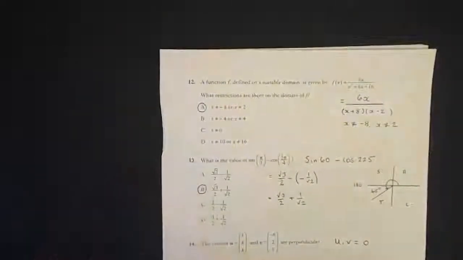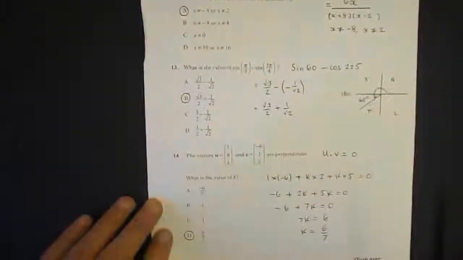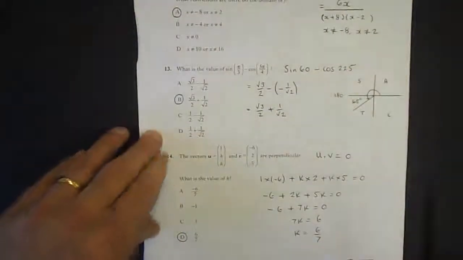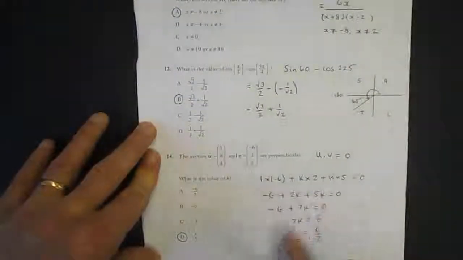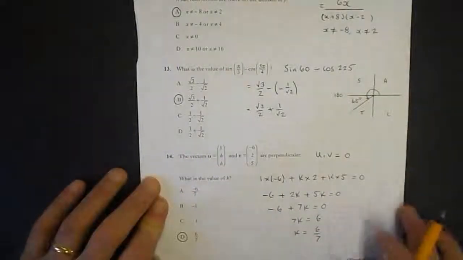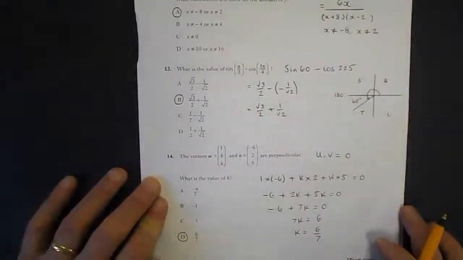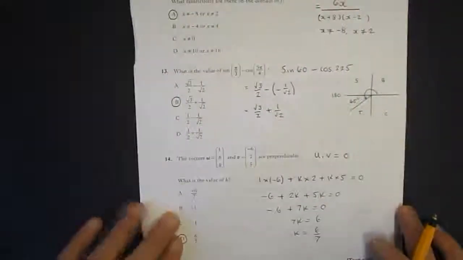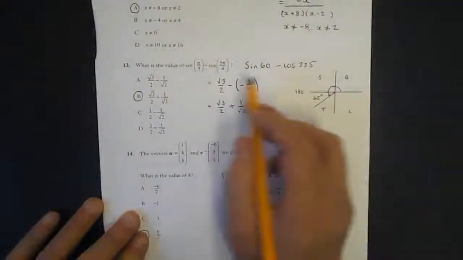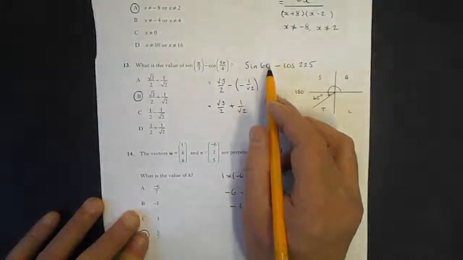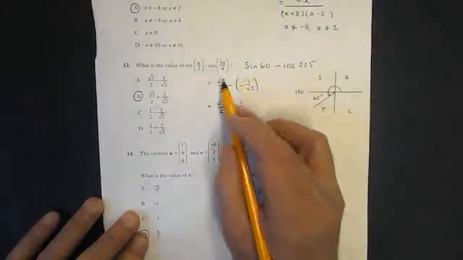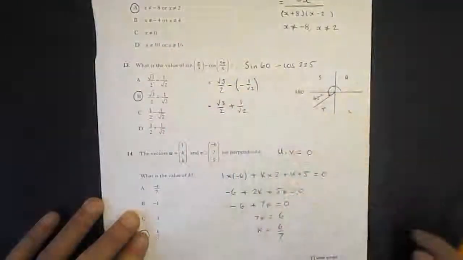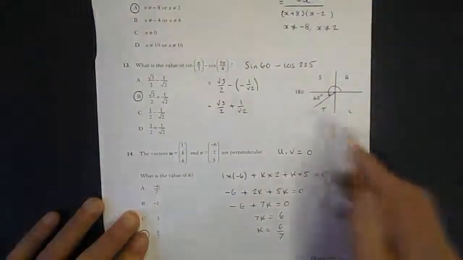which makes it A. Going on to question 13, which appears to me to be just a knowledge of your table of exact values. What's the value of sine of pi over 3 take cos 5 pi over 4? What's the value of that? Well, pi over 3 is 60 degrees, and the sine of 60 from your table of exact values, which hopefully you have memorised, is root 3 over 2.